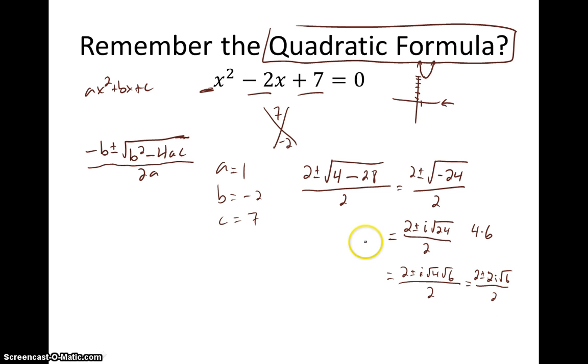Now we can split that up. We can split that up across the plus and minus because it's a fraction that has a single denominator. So we can write that as 2 over 2 plus or minus 2i root 6 over 2. Well, these cancel to 1. And then it's plus or minus 2 over 2, those cancel as well. Root 6 times i. So now we're in a plus bi form. So our two solutions are 1 plus root 6 i and 1 minus root 6 i.